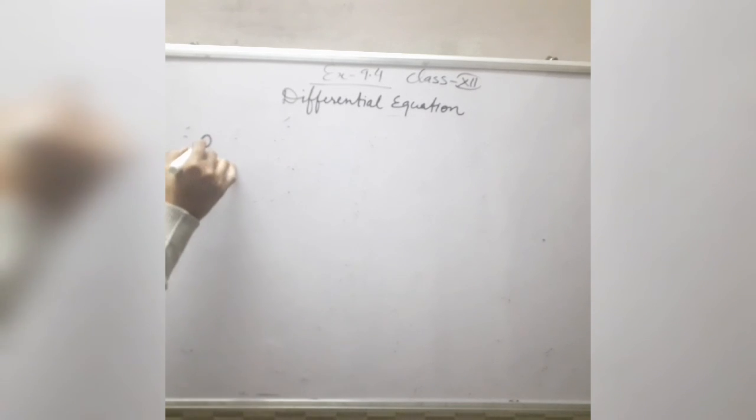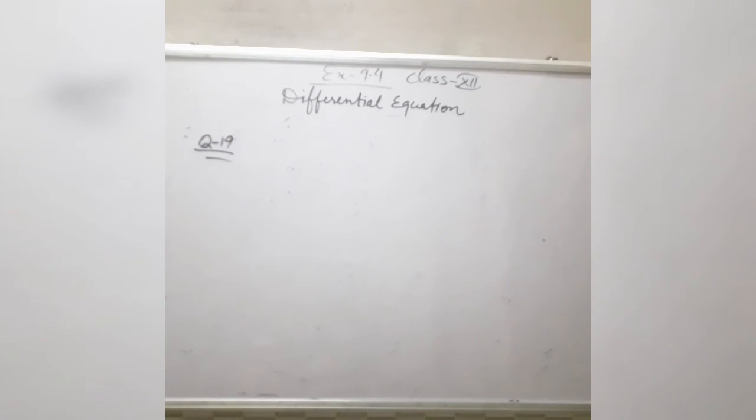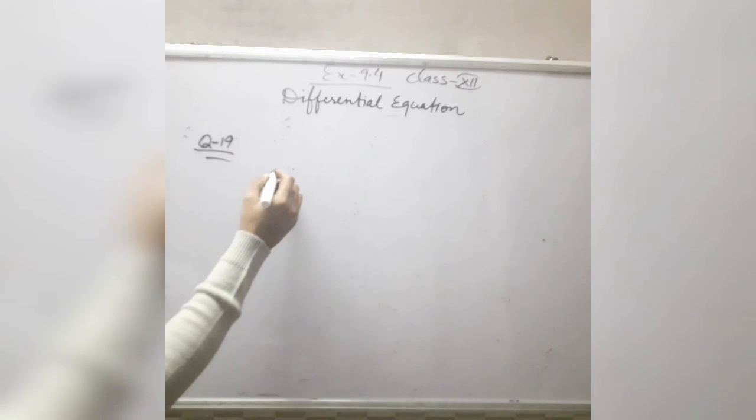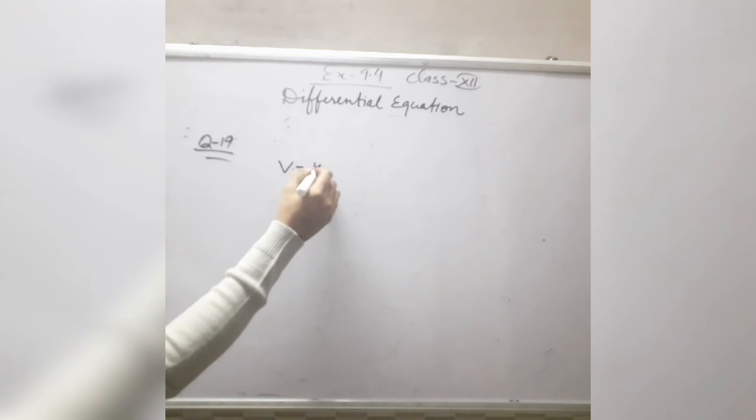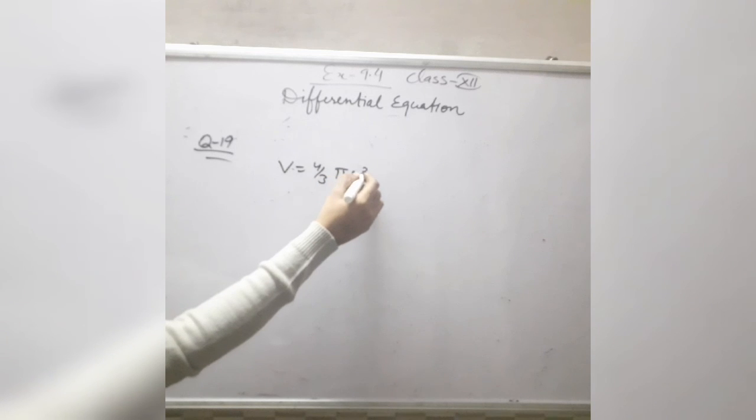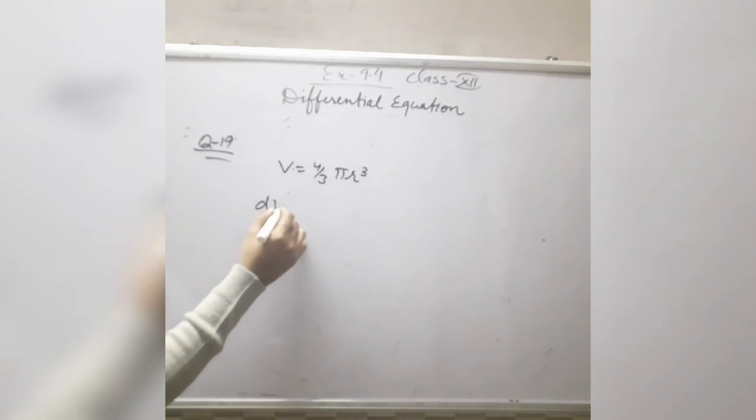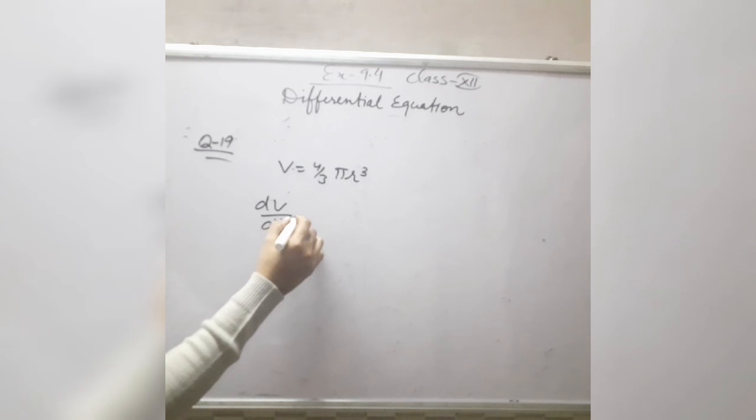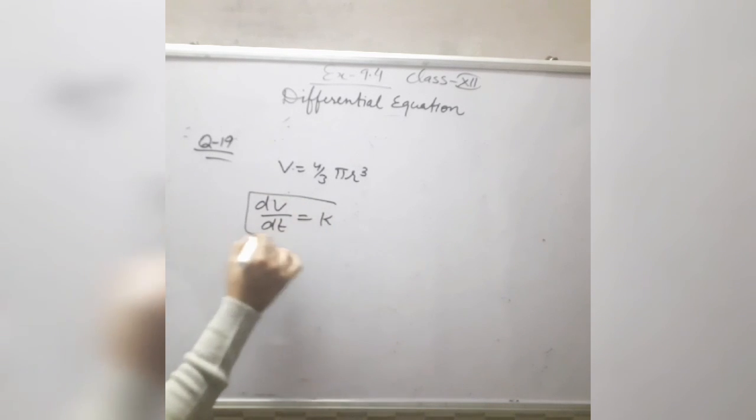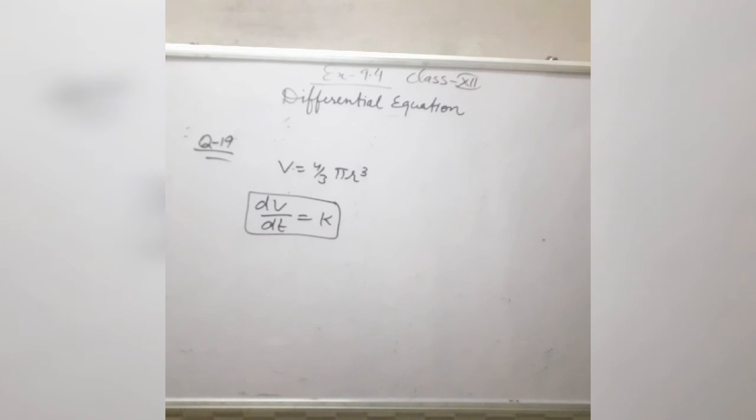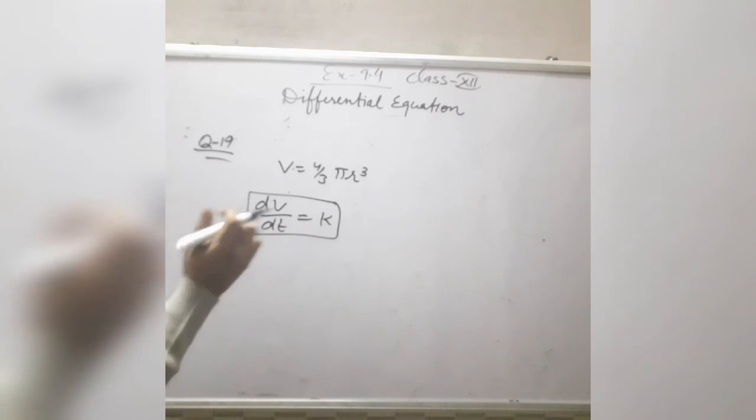In question number 19, the volume of a spherical balloon being inflated changes at a constant rate. All of you know that the volume of a sphere is 4 by 3 pi r cube. The shape of the balloon is given to you, spherical shape, and the volume of a sphere is 4 by 3 pi r cube. Constant rate means the rate of change of volume with respect to t is constant, and in place of the constant you can take any constant term. We are taking here k.